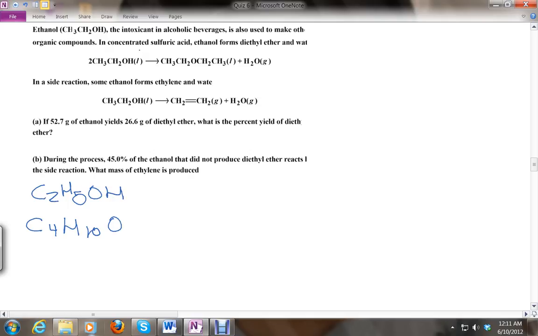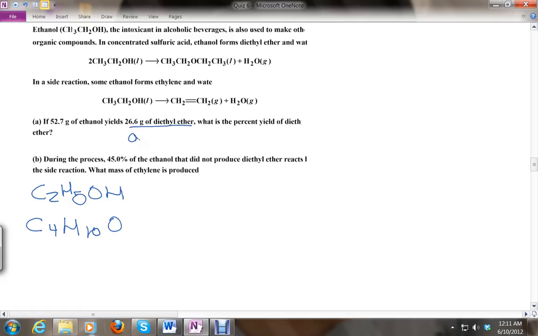So, in a side reaction, some ethanol forms ethylene and water. Now let's look at the first question. If 52 grams of ethanol yields 26 grams of diethyl ether, what is the percentage yield of diethyl ether? What do you think this is?